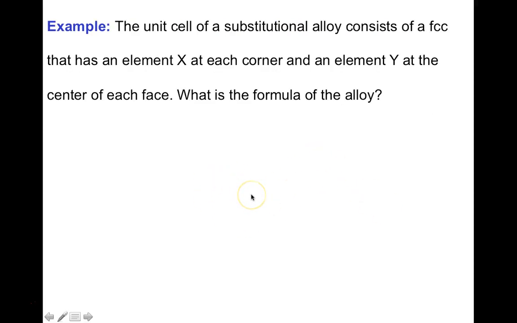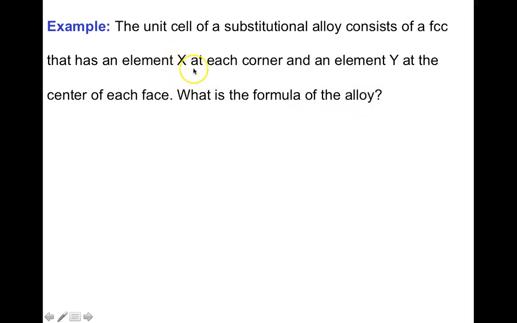One way that you'll see problems about substitutional alloys is you'll be given a verbal description of the alloy and you'll need to decide the formula. This example illustrates that. It says the unit cell of a substitutional alloy consists of a face-centered cubic array that has element X at each corner and an element Y at the center of each face. What is the formula of the alloy?